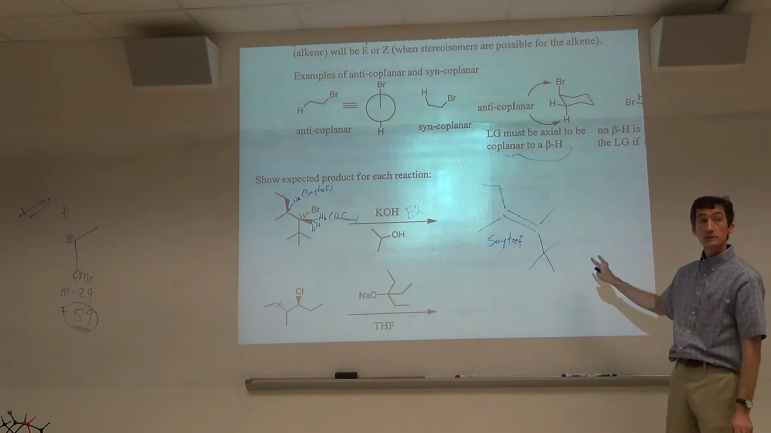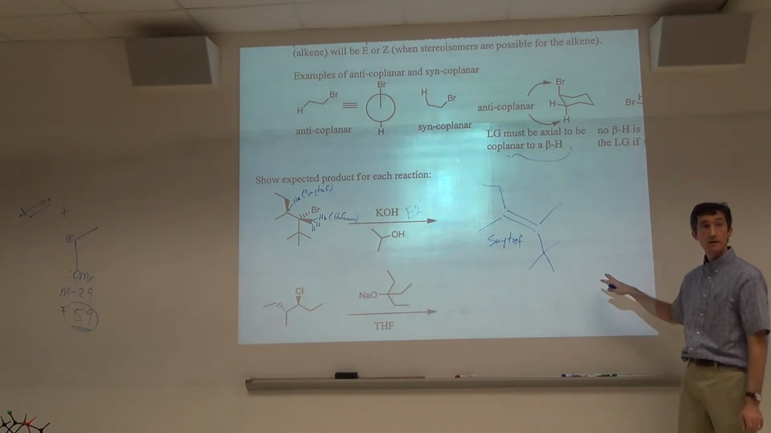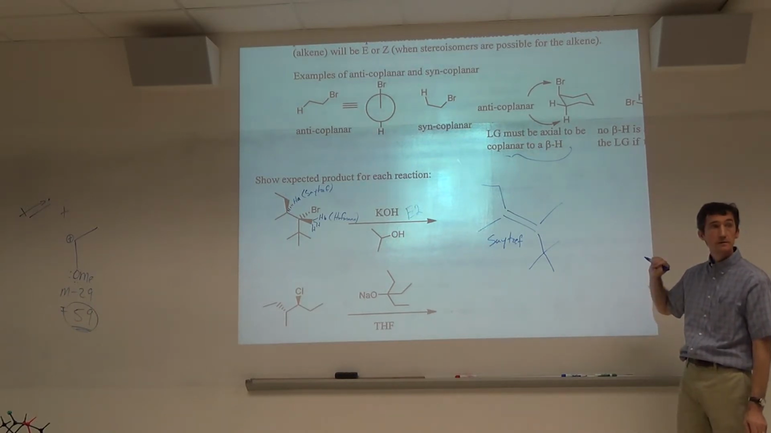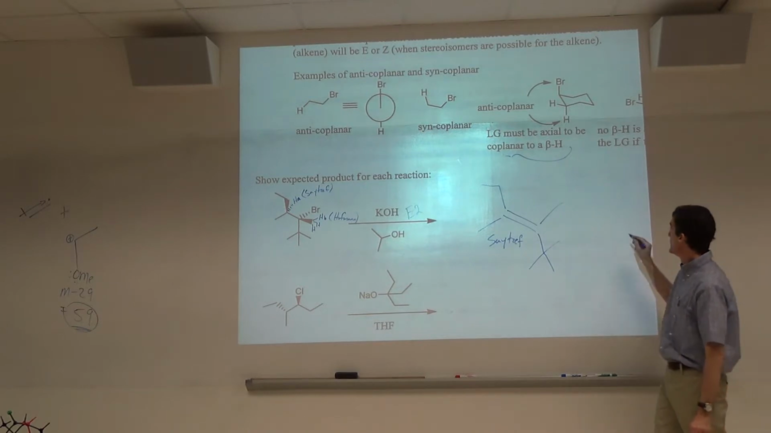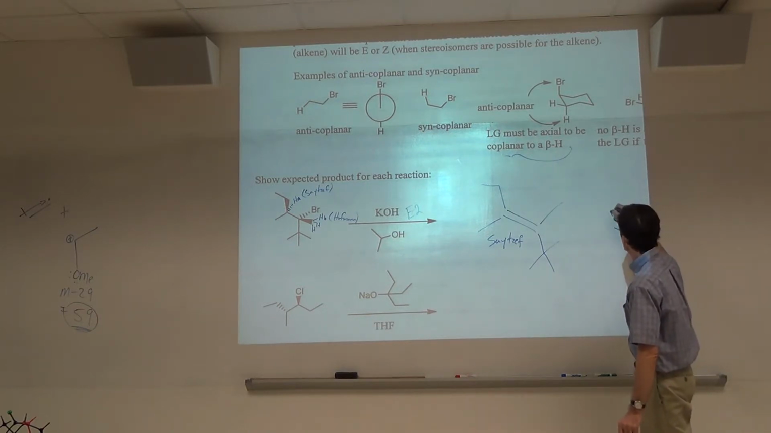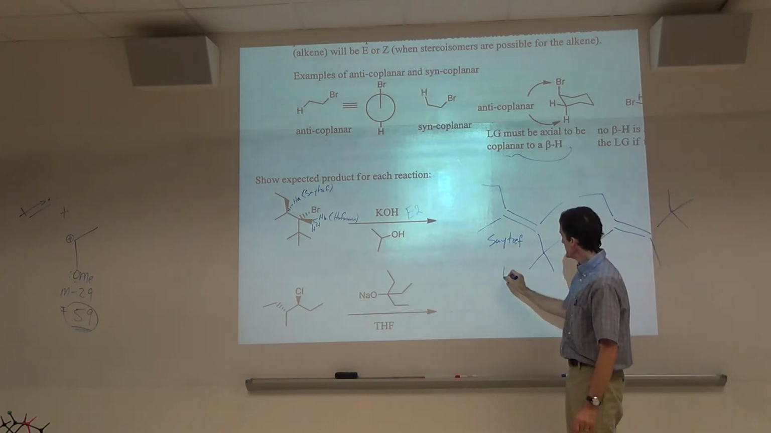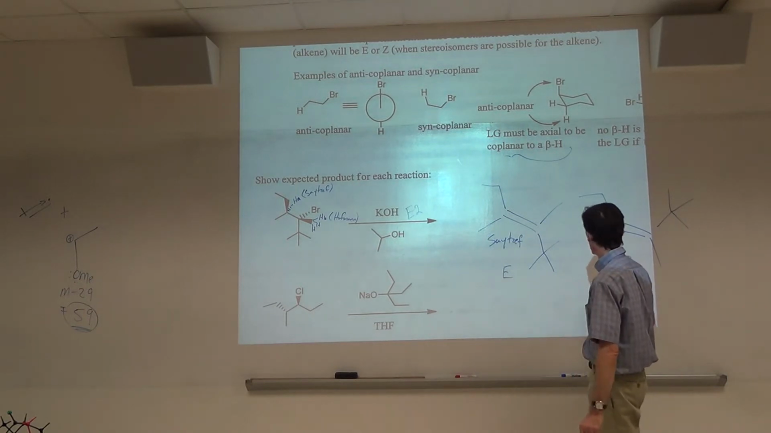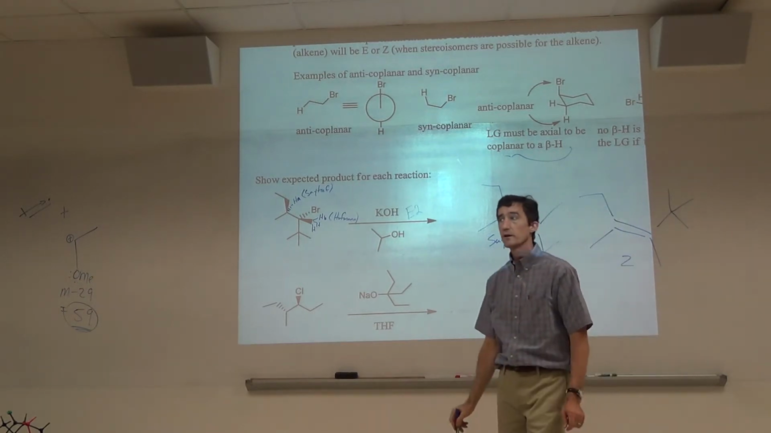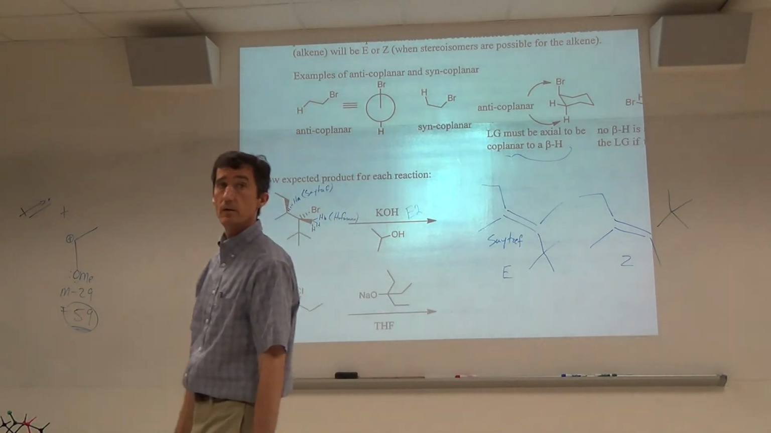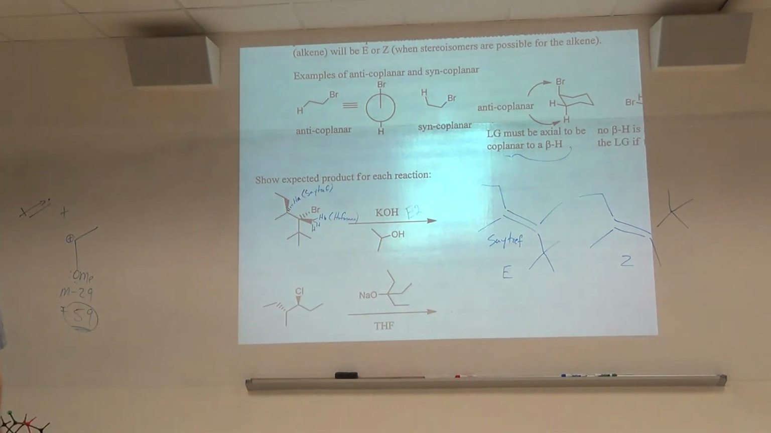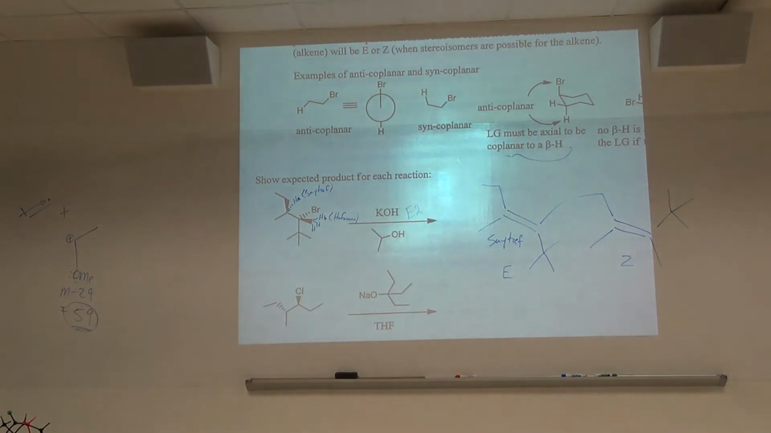Did anybody get anything else for the Zaitsev? The cis formation, the Z formation. This is E, and this is Z. They're both Zaitsev. Which one's going to form? The Z, because they're syn.